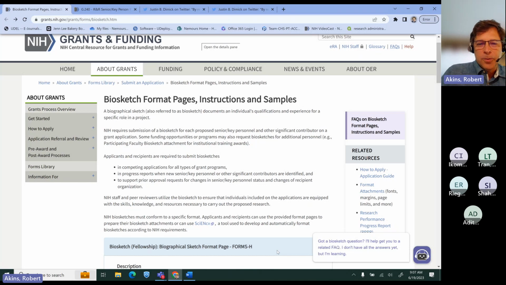So they've been good about making sure all that information is available, but it is pretty confusing about what's changing when and what you are supposed to do. And since none of us write grants every day, it's worth checking out the instructions and the examples that they post on their website.